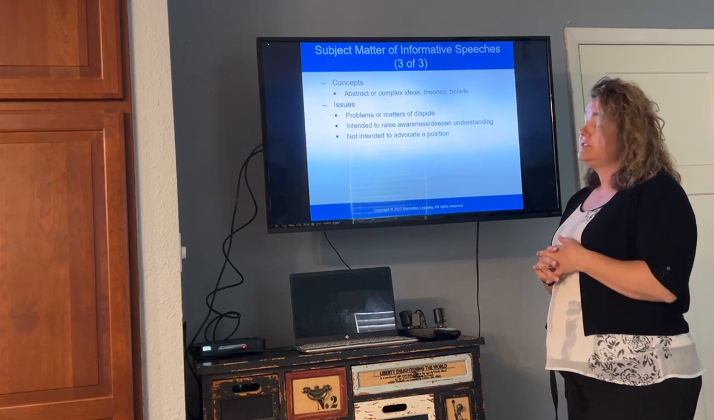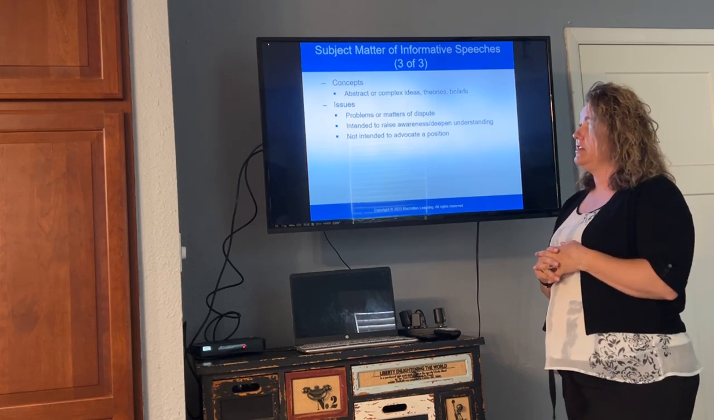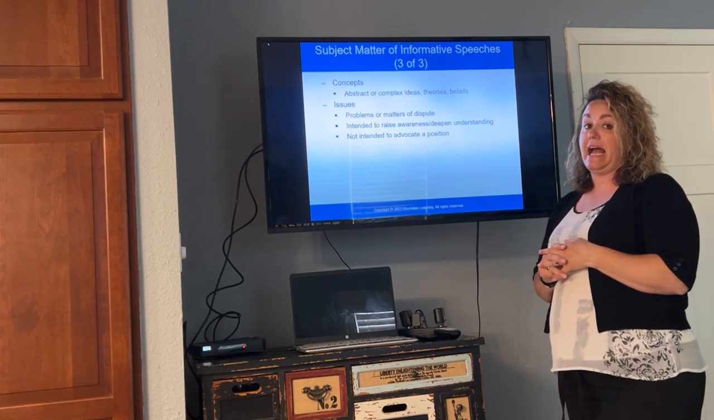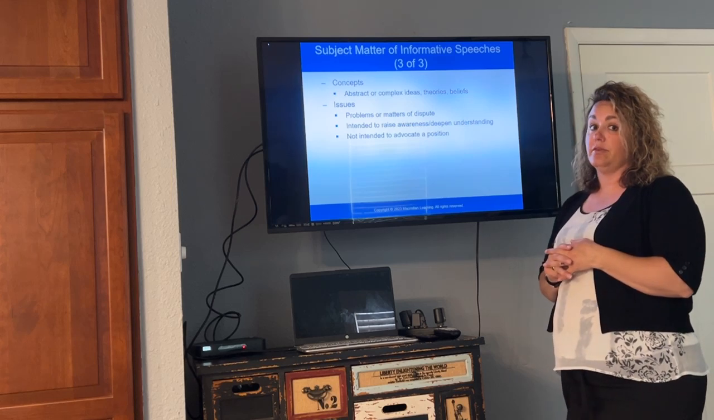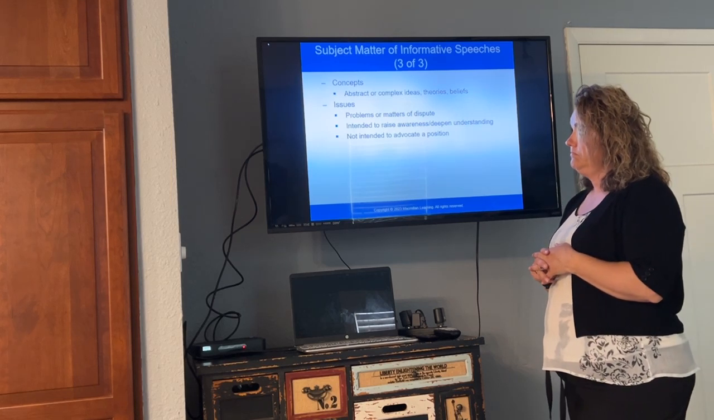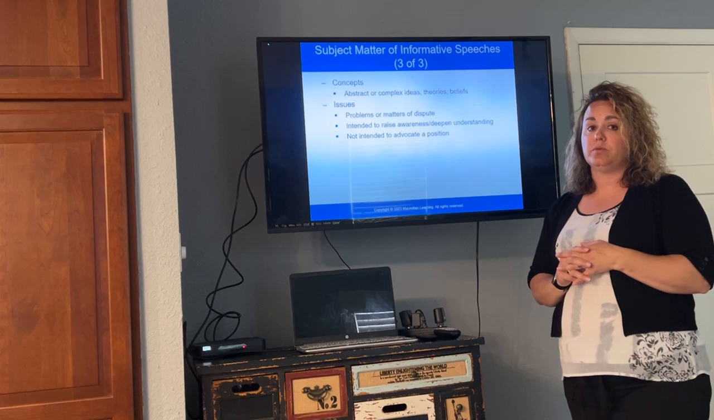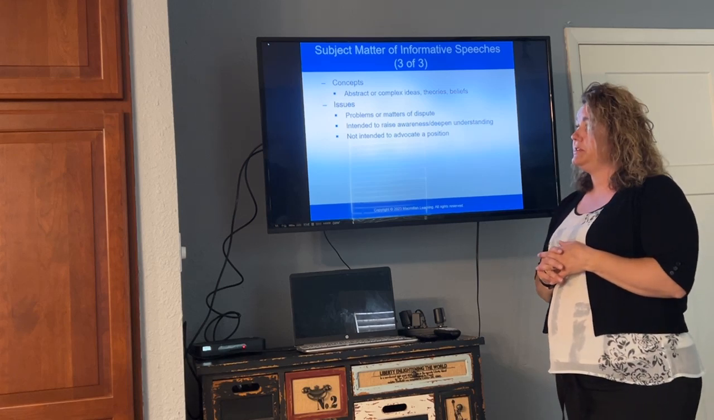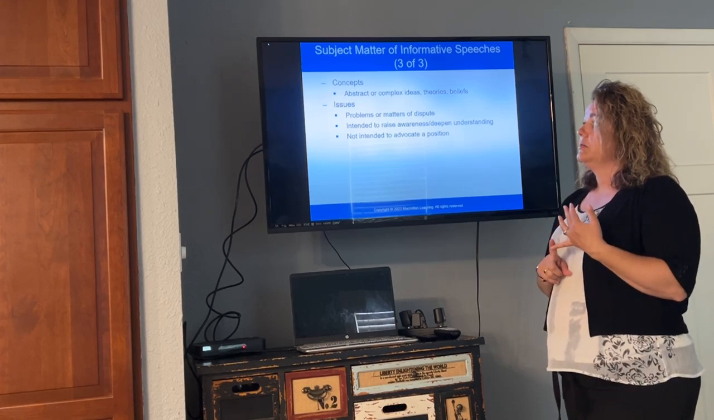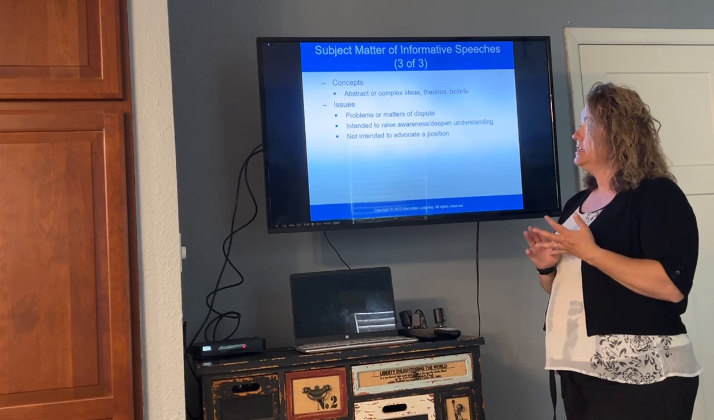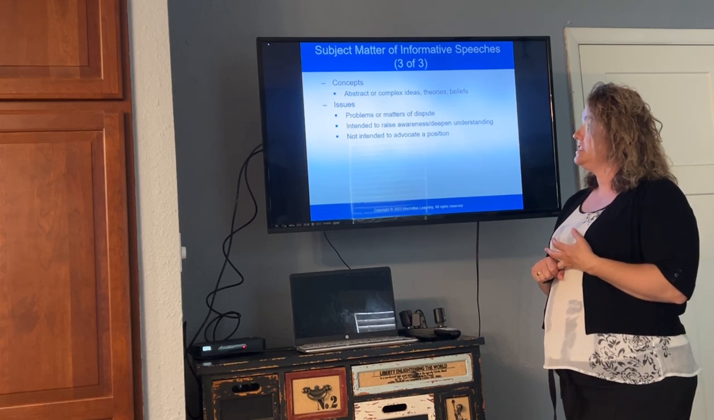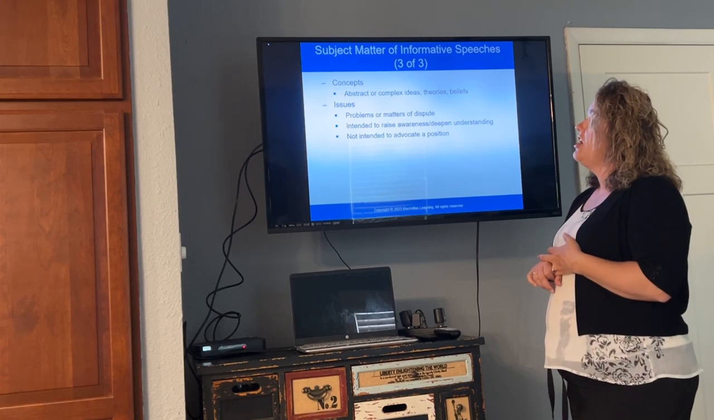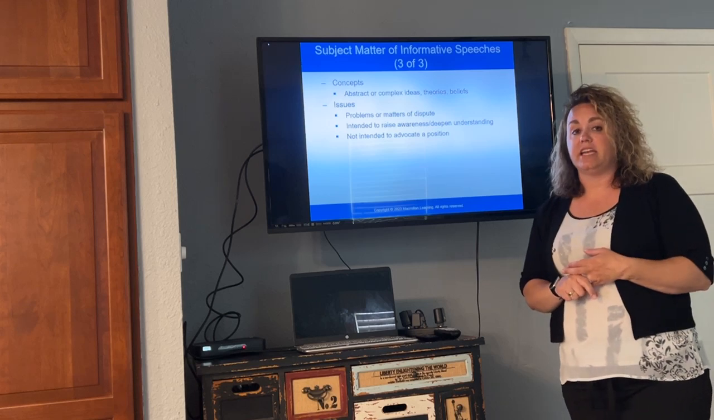Concepts can also be part of the informative speaking situation. They help to explain abstract or complex ideas, theories, or beliefs. Issues can also be the subject of informative speeches. These might include problems or matters of dispute, intended to raise awareness or deepen an understanding, and they are not intended to advocate a position.